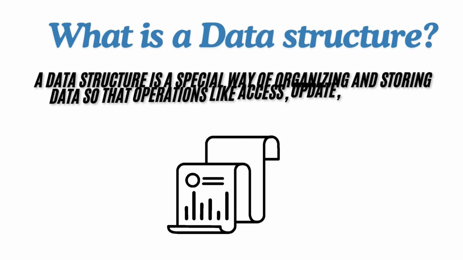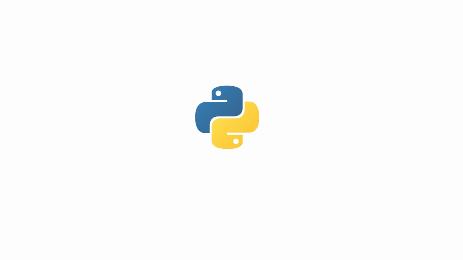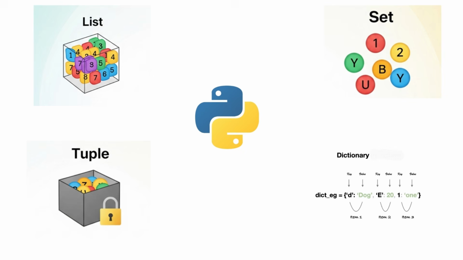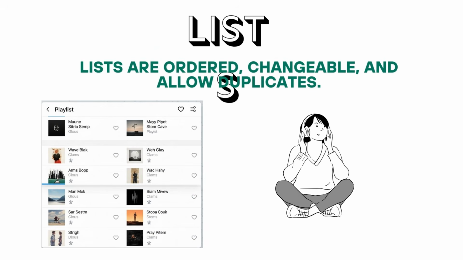Now let's see what is data structure. A data structure organizes data efficiently for quick access, update, insertion, and deletion. In Python, the most commonly used built-in data structures are list, tuple, set, dictionary. Now, let's see what is a list. Lists are ordered, changeable, and allow duplicates. A list is like a playlist of songs, ordered and editable.